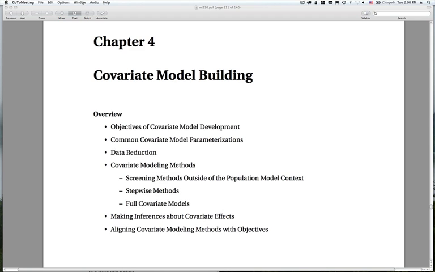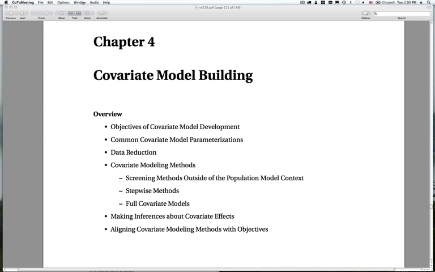Today, Chapter 4 begins with covariate model building. This is one of the most interesting topics in all of population PK modeling. In fact, from an estimation and inference point of view, it's really what it's all about.